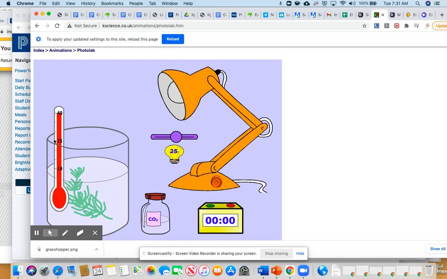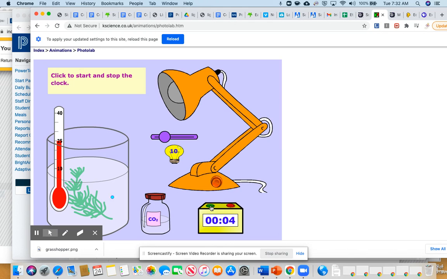Now we're going to test light intensity. We'll test light intensity at 10, 25, and 50. Okay, so we'll start at 10. We'll keep CO2 here, and we'll keep the temperature at 25 degrees Celsius. Here we go.